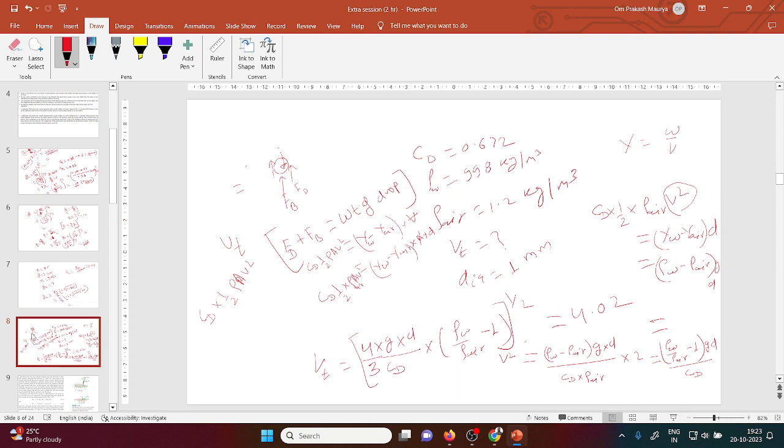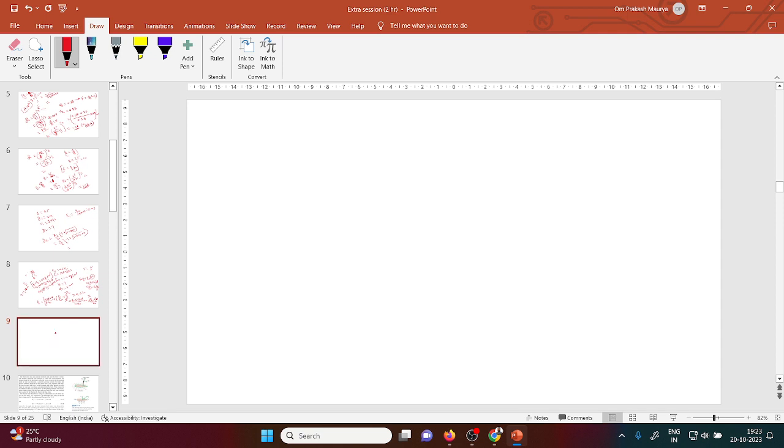Let us do it on a clean paper. Actually, the volume of the drop that is falling is 1 millimeter, and you have to convert it to meter also. We have to convert that volume into meter. This is not the problem. What I am telling is, where is the problem in the derivation?